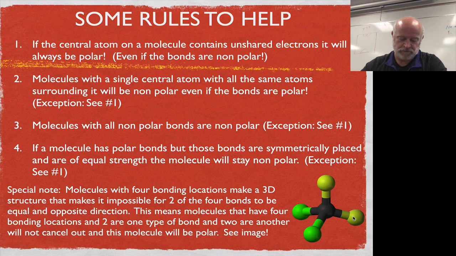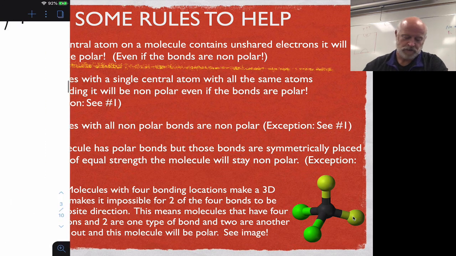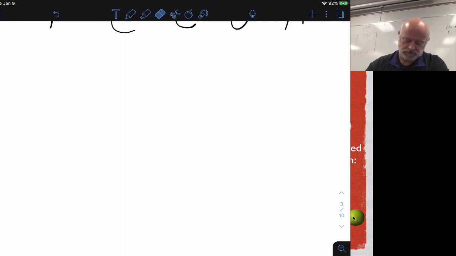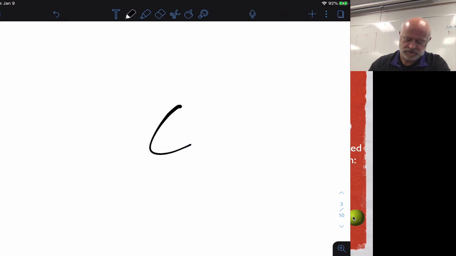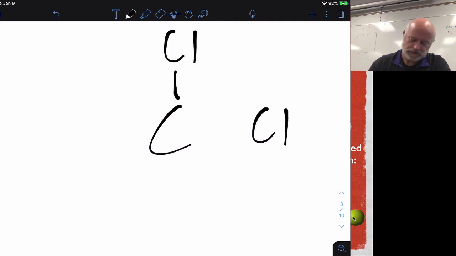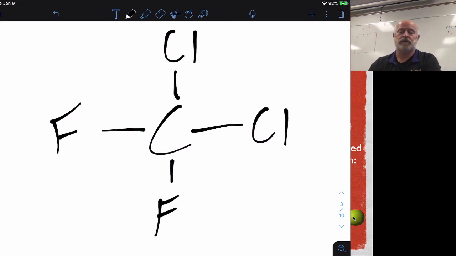So let's take a look at it and we're going to draw this up, okay? Let me erase a couple of things on my screen so we get a clear screen to look at. In this case, I have carbon in the center, and I have chlorine coming off it in 2 locations, and I have fluorine coming off it in 2 locations, okay? So now there are 4 bonds coming off of this.